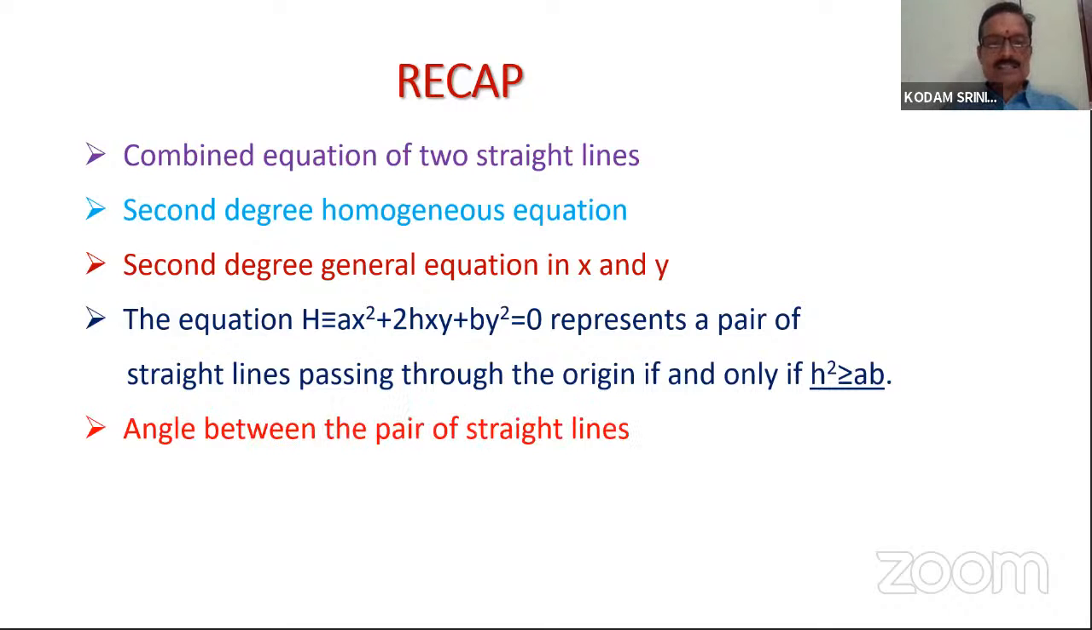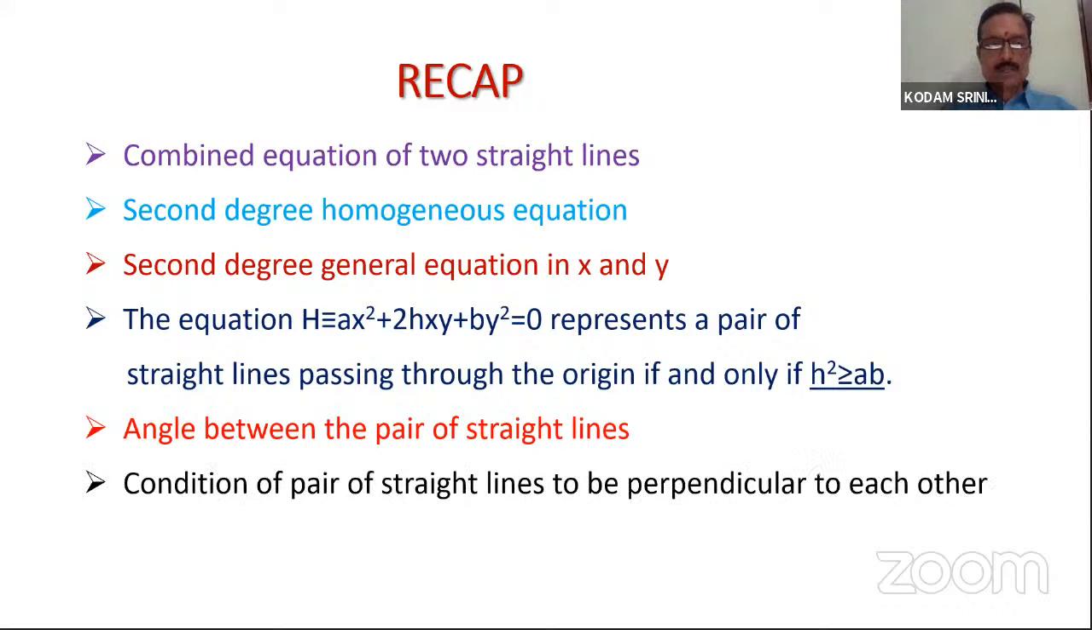One more important theorem we discussed in the first session is finding the angle between the given pair of straight lines. Suppose the equation of the pair of straight lines is ax square plus 2hxy plus by square equal to 0, the pair passing through the origin. If theta is the acute angle between them, then we derived that cos theta equals modulus of (a plus b) by under root of ((a minus b) whole square plus 4h square).